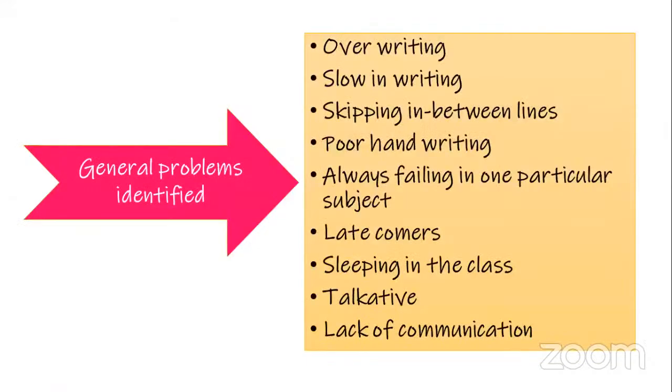So next are general problems identified. As I said, overwriting. If you see the notebooks of the children, they will be overwriting. Overwriting, slow in writing. Some students are very slow in writing. Some will be skipping lines in between. Poor handwriting, as I said earlier, is applicable for all subjects, not only one subject. Because of poor handwriting, they are always failing in one particular subject.